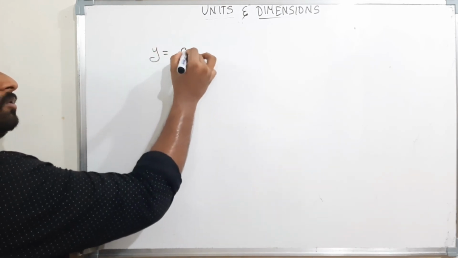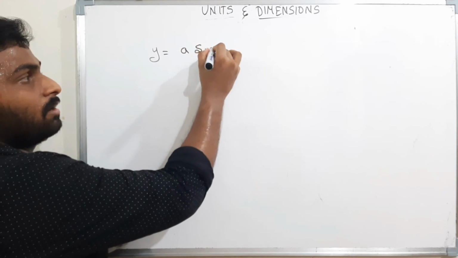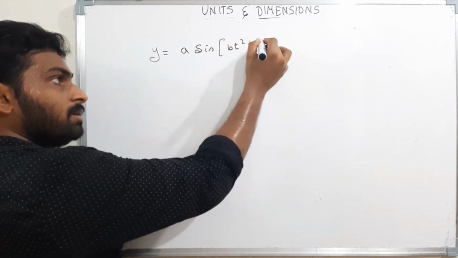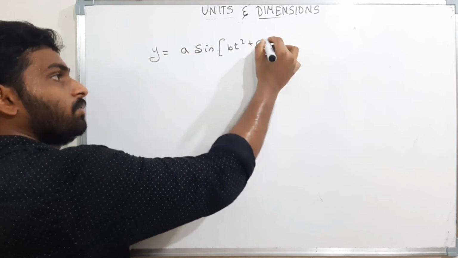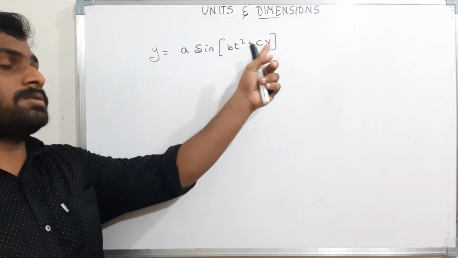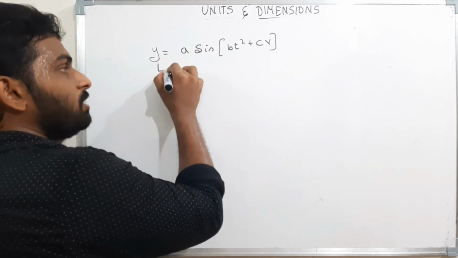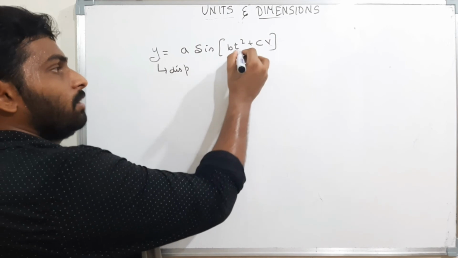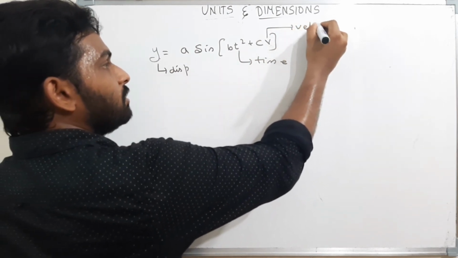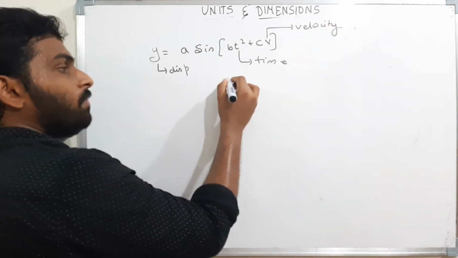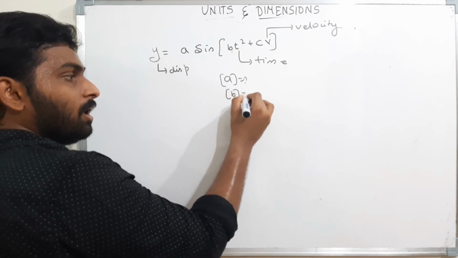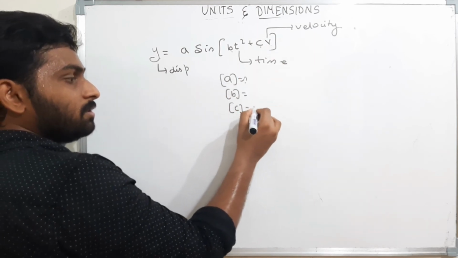y is equal to a sine (bt square plus cv), where y is displacement, t is time, and v is velocity. They told us to find the dimension formula for a, the dimension formula for b, and the dimension formula for c.